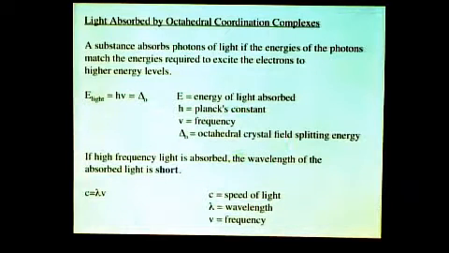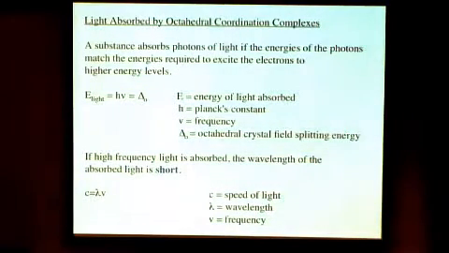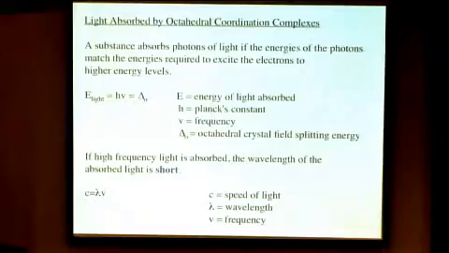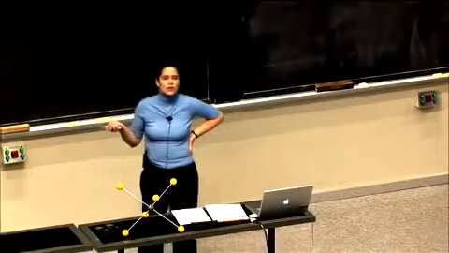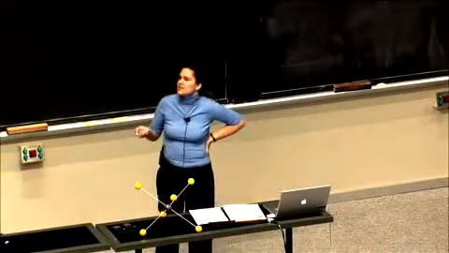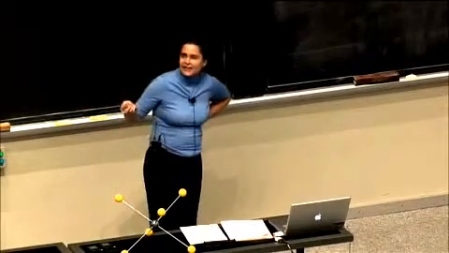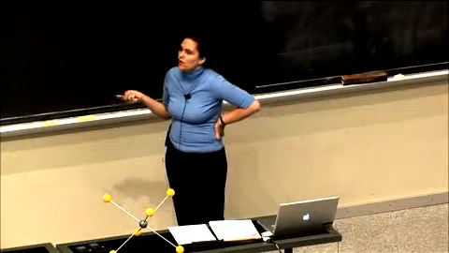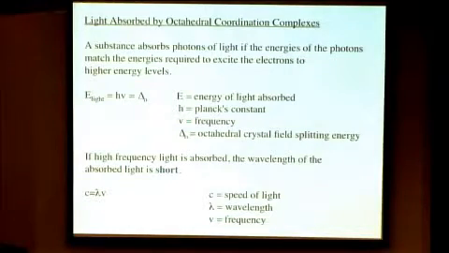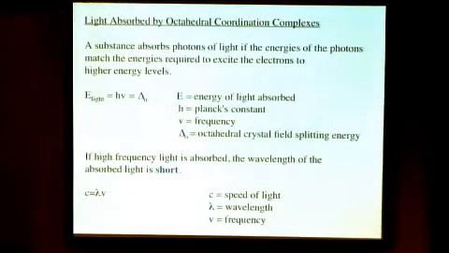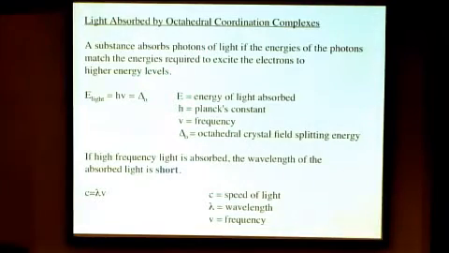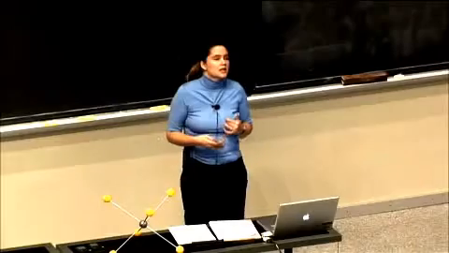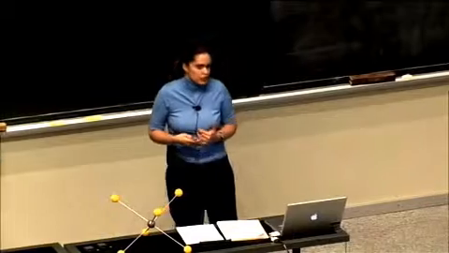So if you have high frequency of light absorbed, the wavelength of the absorbed light is going to be short. And we know that relationship. Again, think back to the beginning of the course and also probably to physics and to high school. We know a very handy equation for telling us about the relationship of frequency and wavelength of light. So we have the speed of light equals the wavelength times the frequency. So if you have a high frequency of light absorbed, the absorbed wavelength is going to be short.